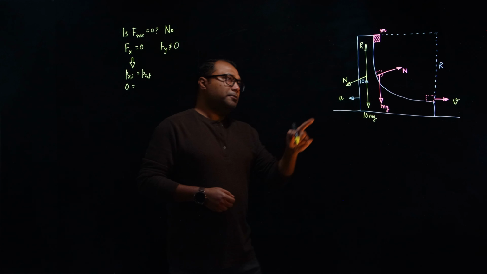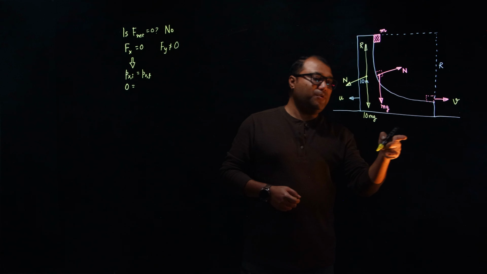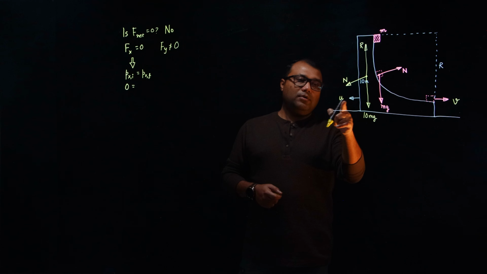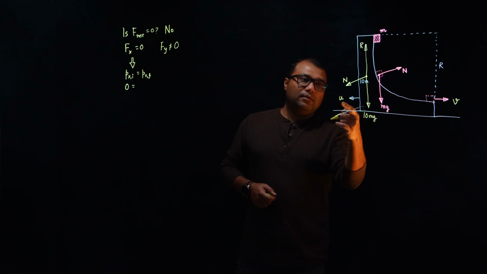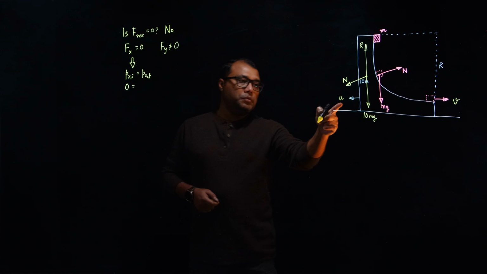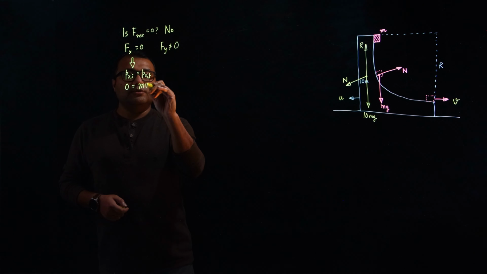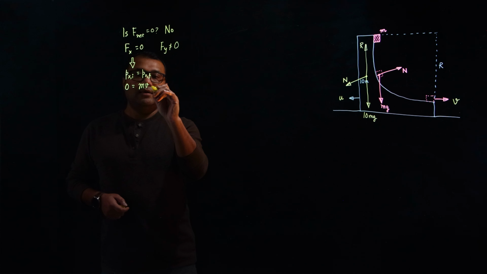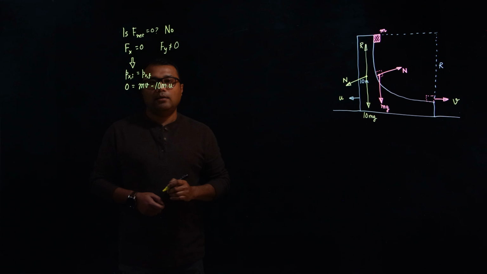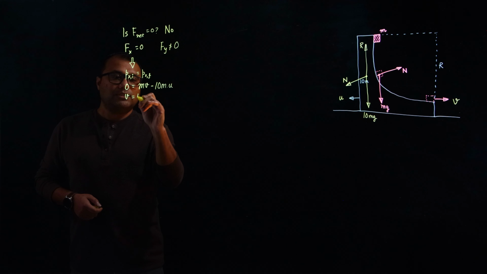The final momentum: the small m leaves the body with velocity v. This velocity v is with respect to ground. The bigger body 10m is moving to the left with velocity u. Again, this u is with respect to ground. So we can write mv in the positive direction minus 10mu. So we can cancel out m's and basically we get this relation v equals 10u.